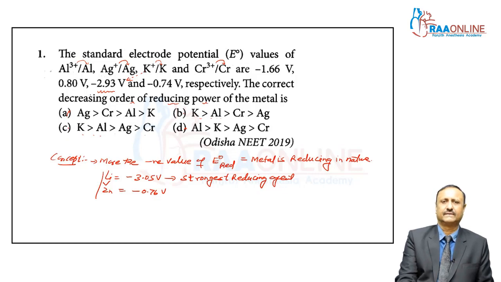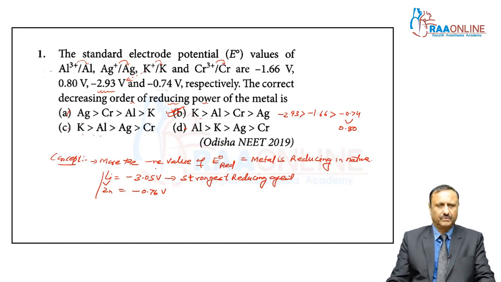After that you can see here -0.76, the most negative value is for last, that is chromium. So, my dear students, your answer is B for question number 1, because according to the values we have arranged them in this way: -2.93 is more negative, then -1.66, then -0.74, then -0.80. So, my dear students, the order is B. So, the correct answer for question number 1 is B.